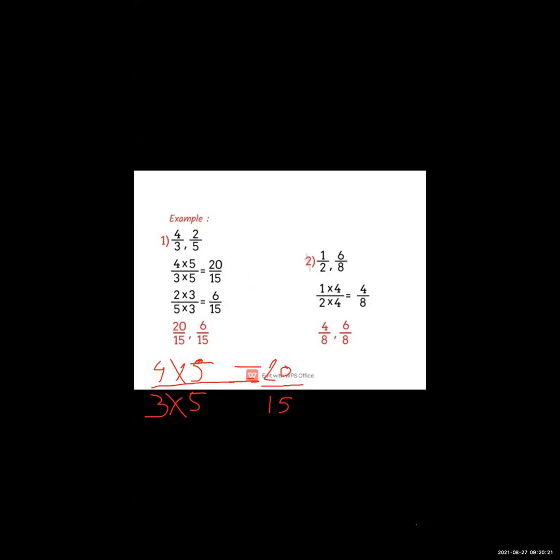Now we will see the second fraction. The second fraction is 2 upon 5, which we will multiply by the first fraction's denominator, that is 3. 2 3s are 6. 5 3s are 15. Now you can see both denominators are the same. Correct? Both denominators are now the same. It means we got the like fraction.